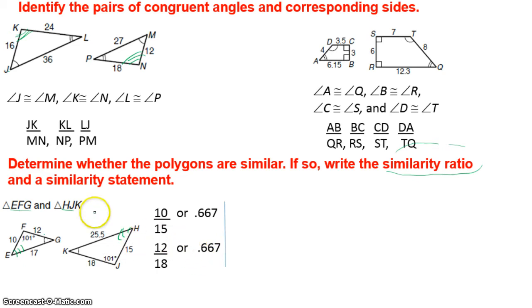We're almost there. Let's take a look at our last one. So then that means our EG and our HK, our EG of 17 to our HK of 25.5, simplifying down to 2/3. So we see that our similarity ratios are all congruent to each other. So we can say that these are similar. So we then have a statement: triangle EFG is similar to triangle HJK.